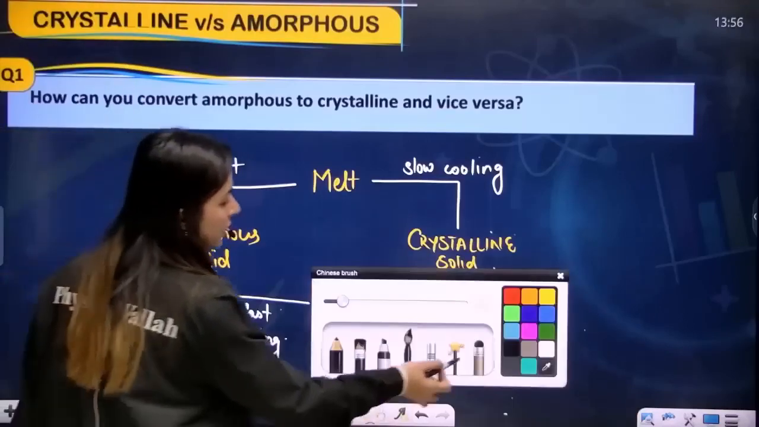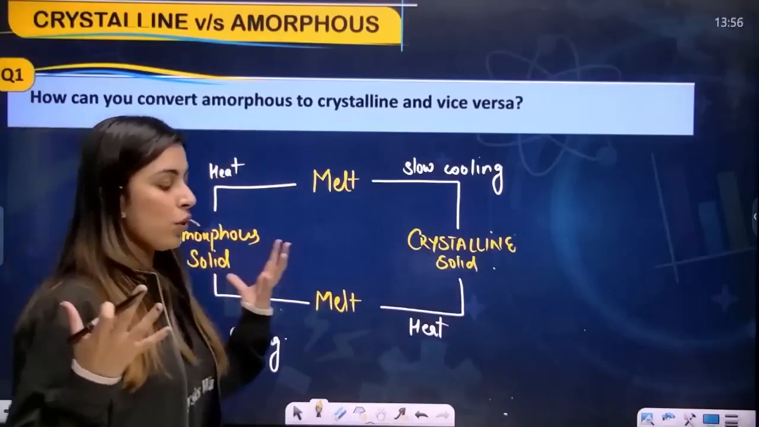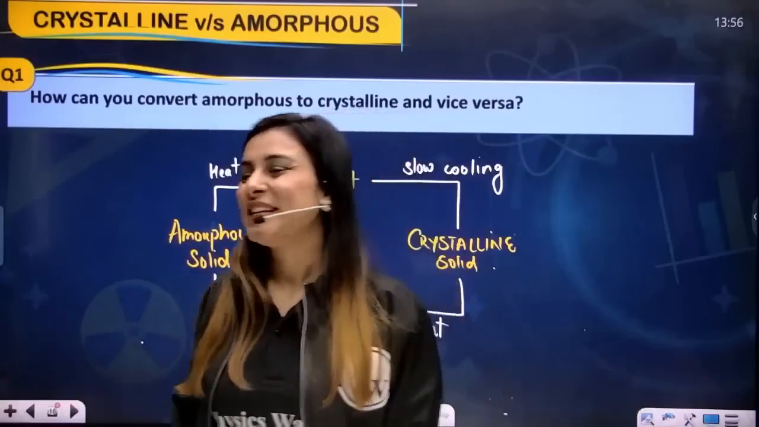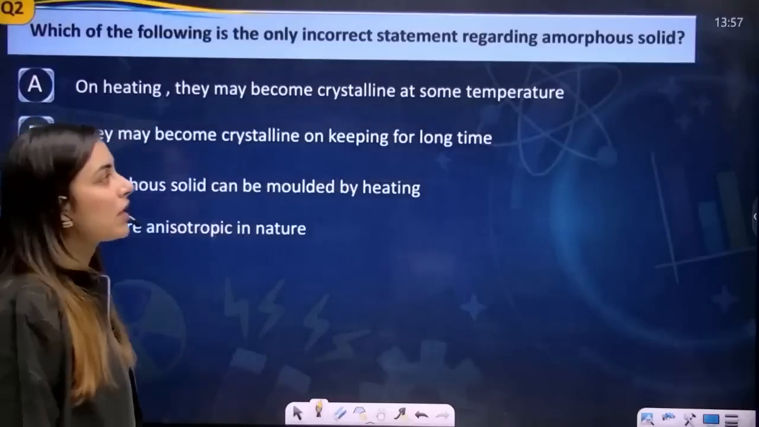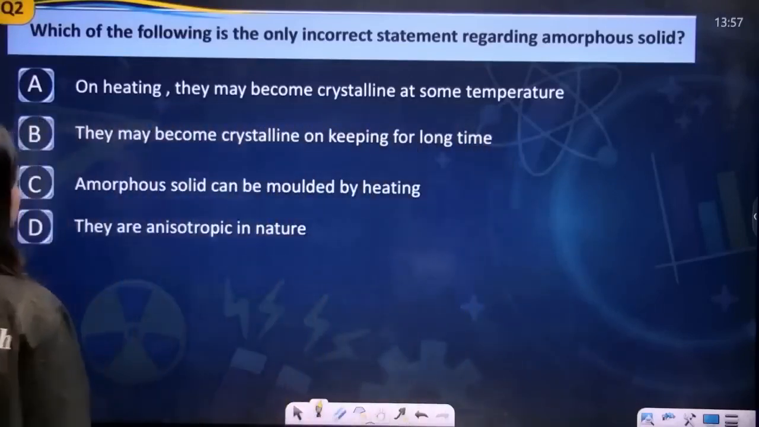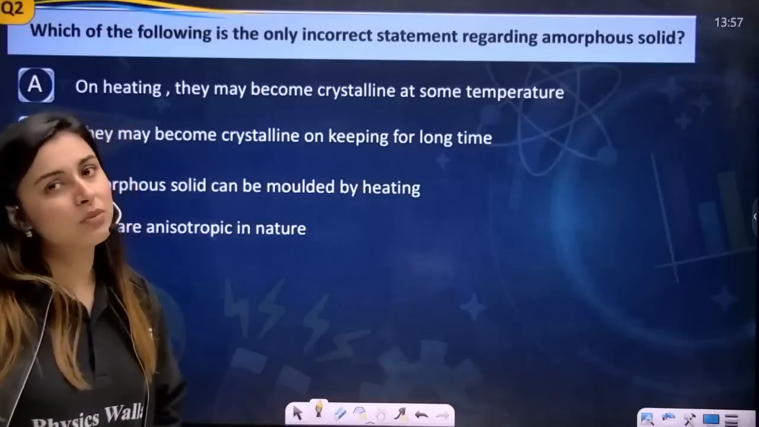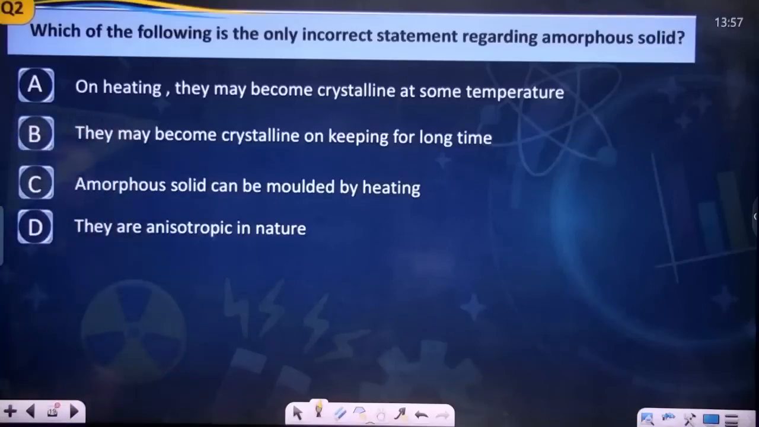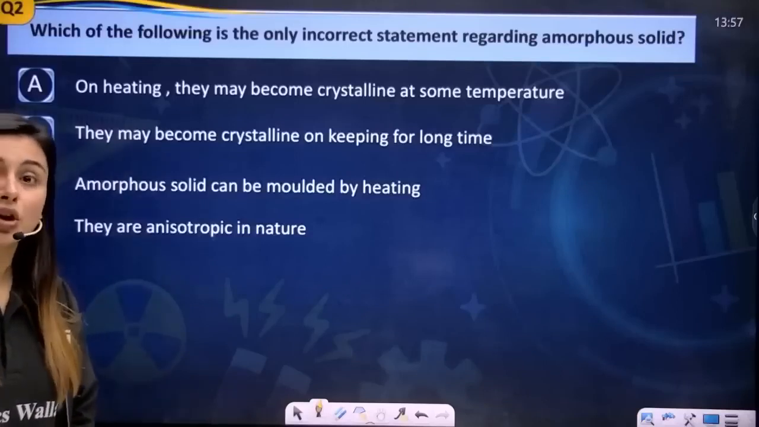Okay, perfect. Now, my dear students, let's try to use whatever we have learned till now in some questions and revise all the concepts. The first question is, which of the following is the only incorrect statement regarding amorphous solids? The first is, on heating they may become crystalline at some temperature. Yes, if you heat them and slowly cool them, then definitely they can be converted to crystalline solid. So this statement is correct. They may become crystalline on keeping for a long time. Yes, they may become crystalline if you keep them for a long time.